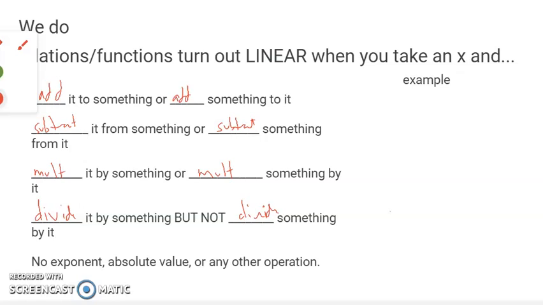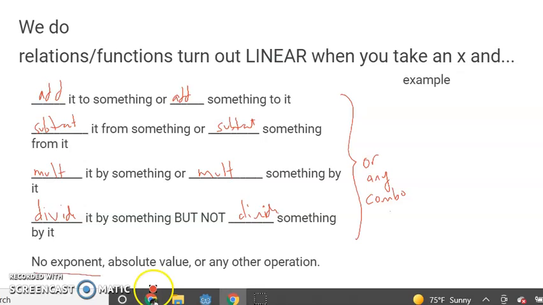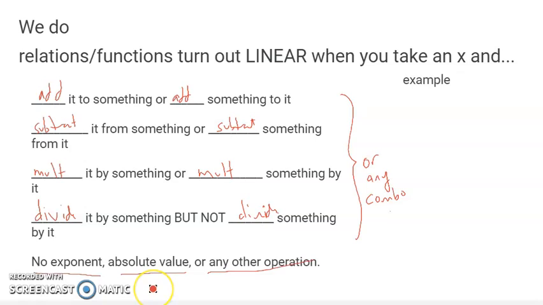I don't think I wrote it on here. Let's add it off to the side. Or any combo. So any combination of those things, you can do 2 or 3 of them and you'll still get a linear graph. The key is no exponent, no absolute value, no any other operation. If you do anything else, you typically do not get a linear graph.